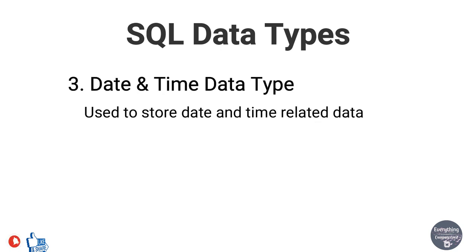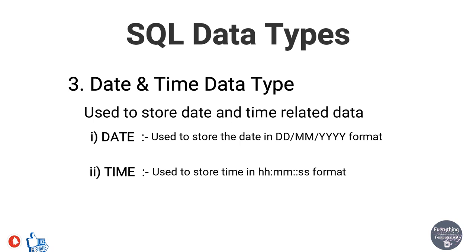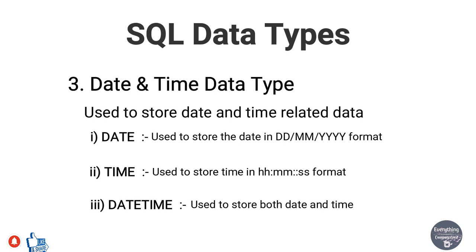The third category of the data types in SQL is date and time. There are three standard data types in this category. The first one is the date. It is used to store the year, month and day. The second is the time. It can store hours, minutes and seconds. And the third data type is the date time. It is the combined form of the date and time and can store both date and time.